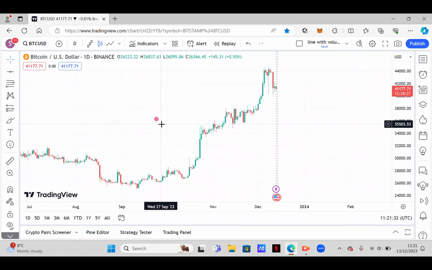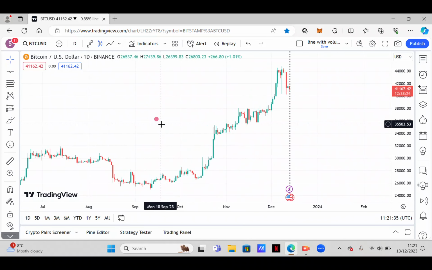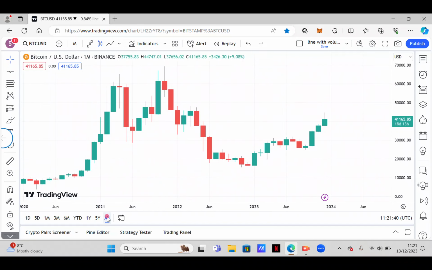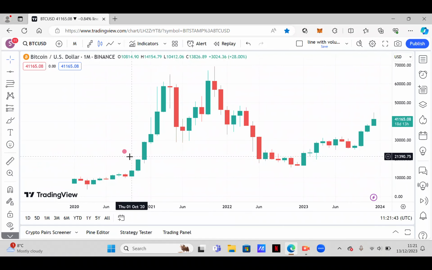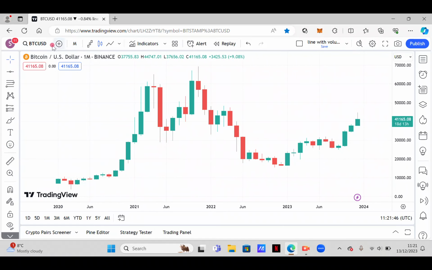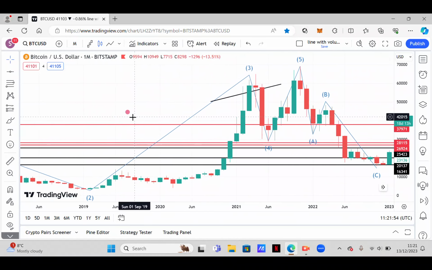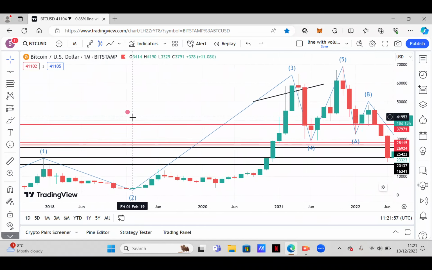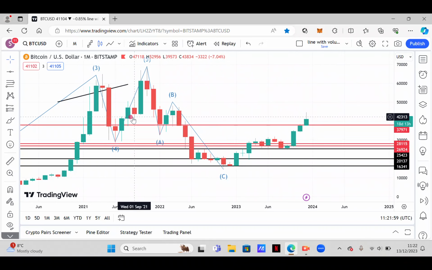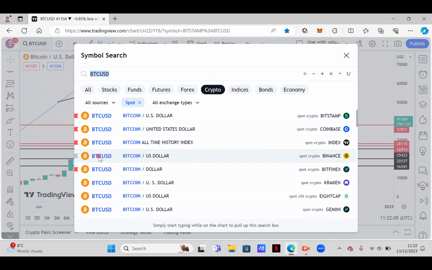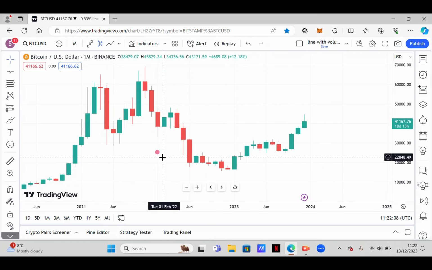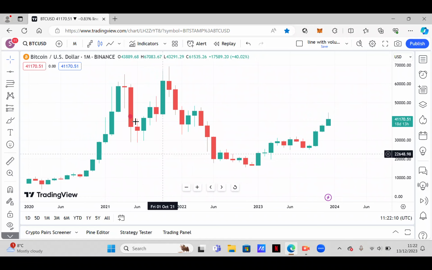Okay, so this lesson is about learning how to use TradingView. I will go back to the other one which I usually use, because it gives you the entire history from day one. So let's go back to Binance. This one is empty, there are too many drawings there.